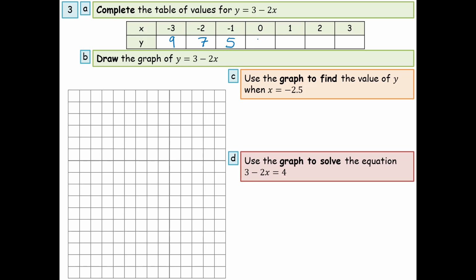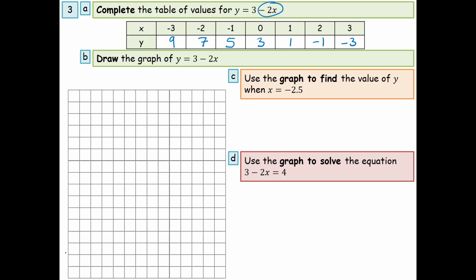Then when it's 0, it'll just be 3. When it's 1, it's 1. When it's 2, it's minus 1. And then when it's 3, minus 2 times 3 is minus 6. 3, take away 6 is minus 3. And you can see there it's going down in 2s because it's minus 2x.